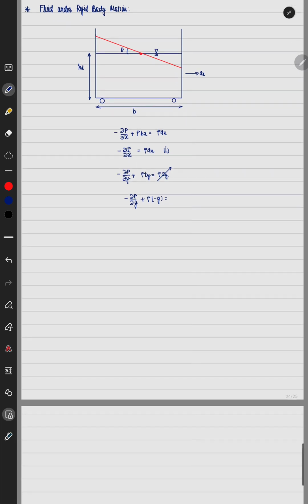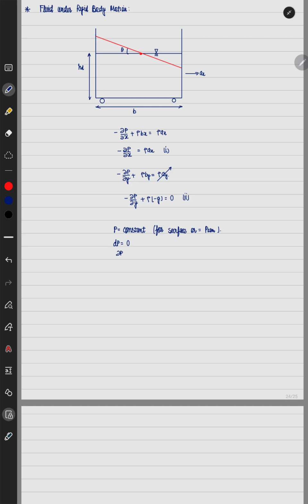This is equal to 0. Now for the interface, I can write pressure is equal to constant, because pressure is equal to atmospheric pressure. For the surface, everywhere pressure is equal to constant, equal to P atmospheric. dP is equal to 0, because it is constant.